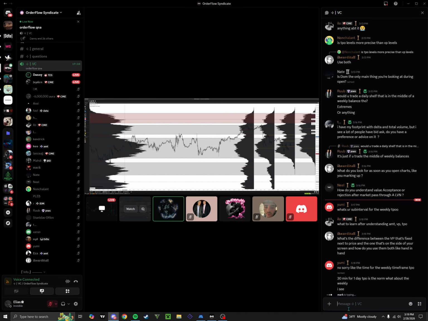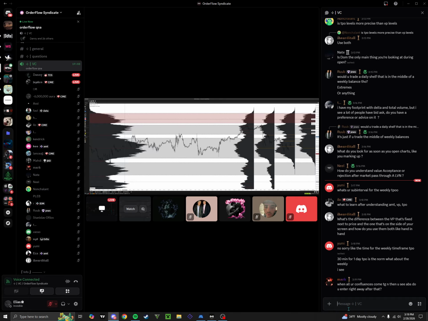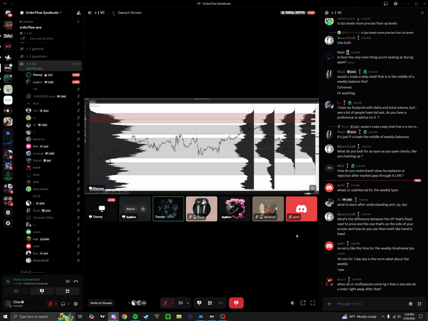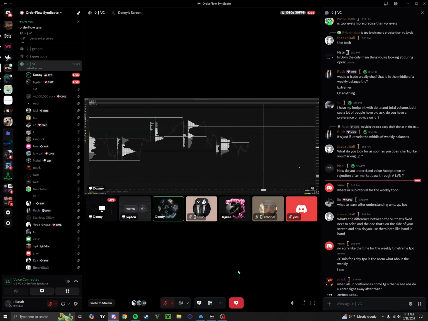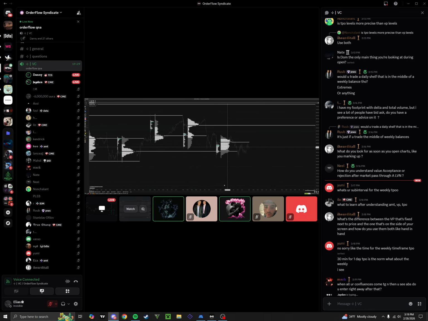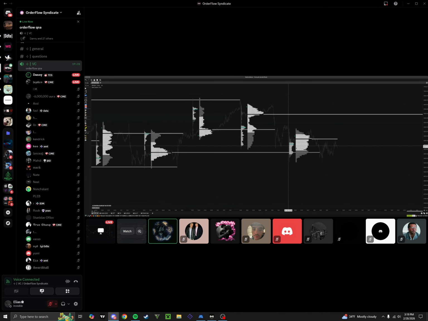Okay, so the difference between the volume profile that's fixed. Well, these volume profiles here are always building on top of each other because they're going from a certain period back to current price, right? So they're always going to be building. But the ones like these, this is a day, this is a day, this is a day.